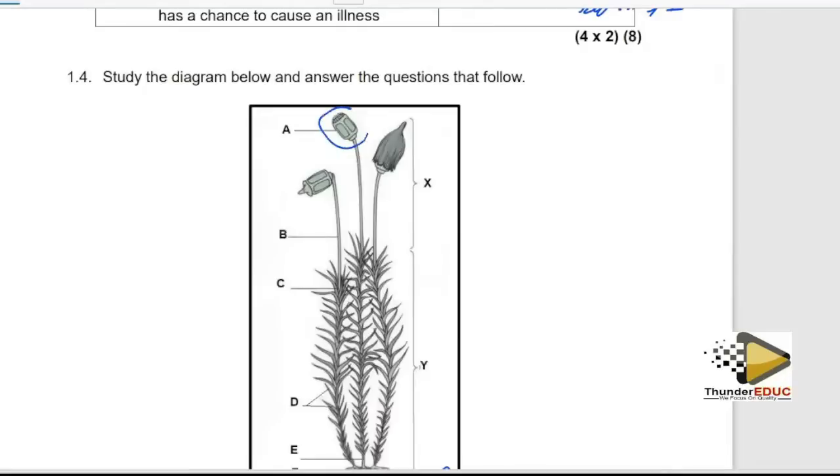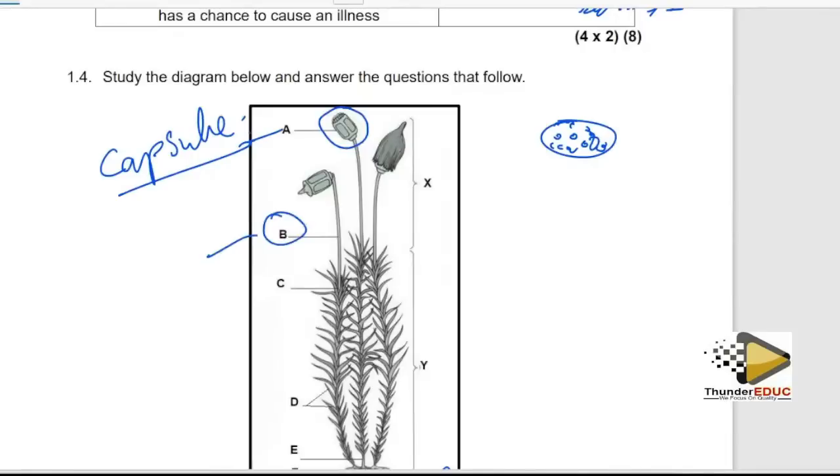A: don't forget that this A is the one which produces spores. These spores are kept in the capsule. It's like that medicine you take. It is in the capsule, but inside there are some small round structures. We call them spores. So in this case, the outer part is called the capsule, but inside you'll find small spores.